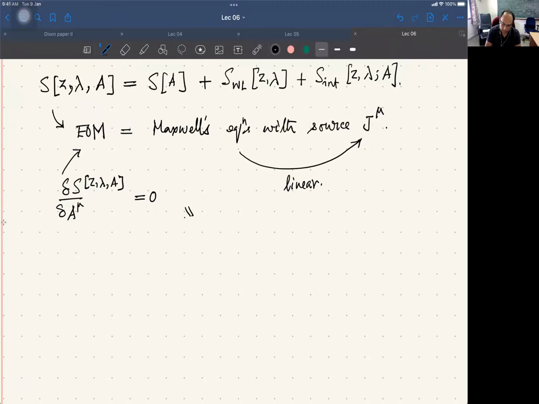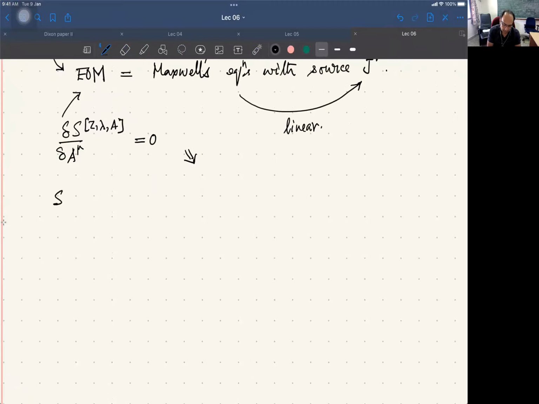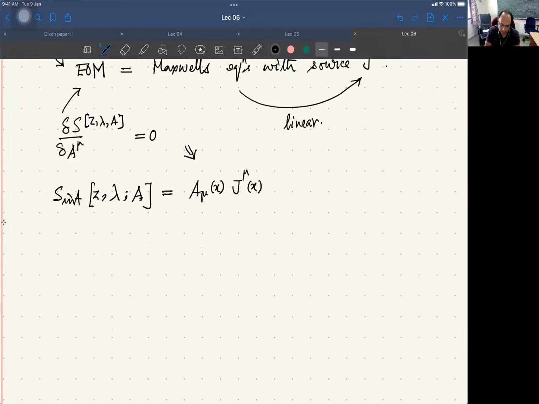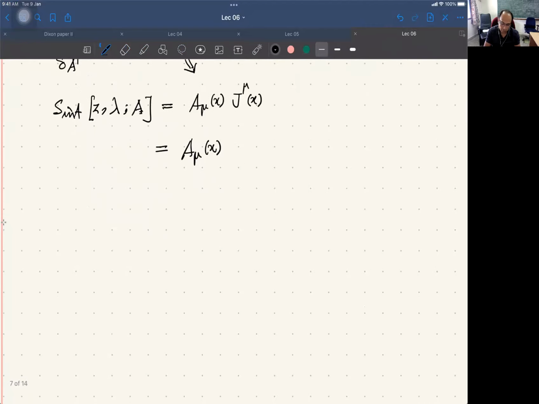So this observation tells us that S interaction, as a functional of Z and A, must be given by the integral of A mu of x times J mu of x. A mu is a four-dimensional field. J mu also is a four-dimensional field in general, but we now specialize to a particular situation where a charged scalar particle is moving, and you have to just find the J mu corresponding to that. And we know how to do that. I'm not sure if you are familiar with this, but you can learn now.